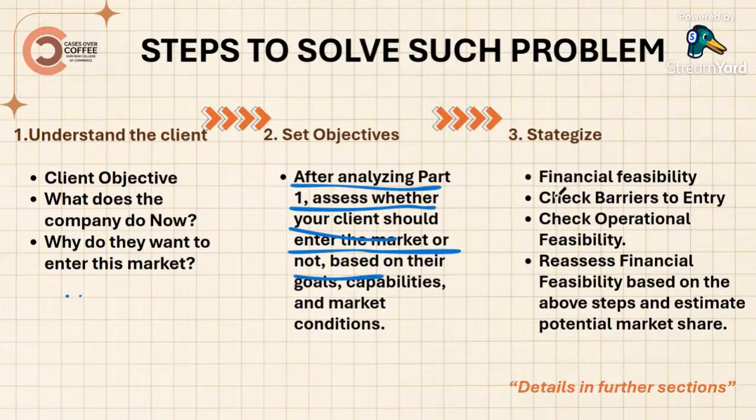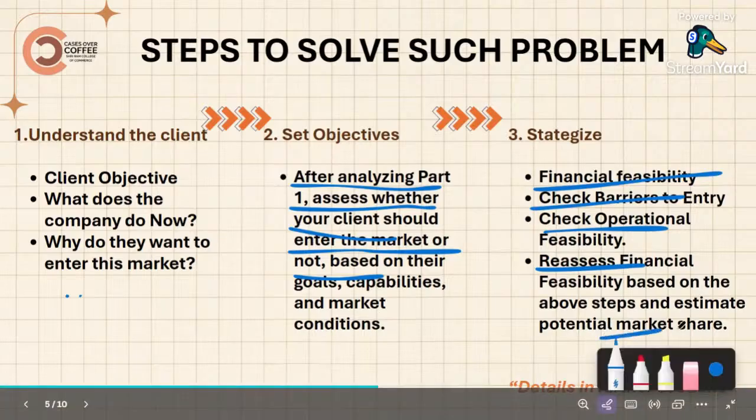And then as the strategies part, we have four different components: the financial feasibility, the barriers that we need to check, the operational feasibility, and then we need to reassess the financial feasibility that we did so far, and then we need to estimate the potential market share.